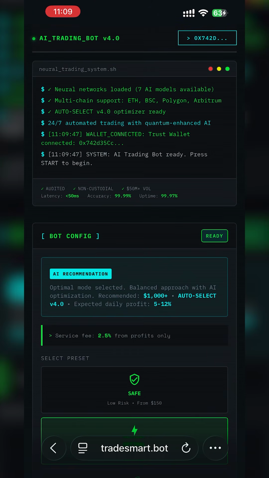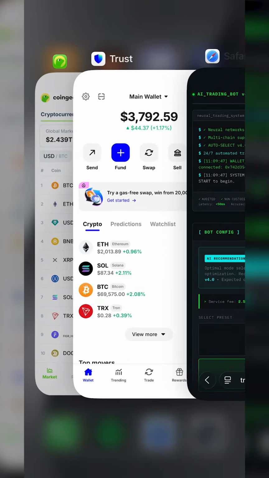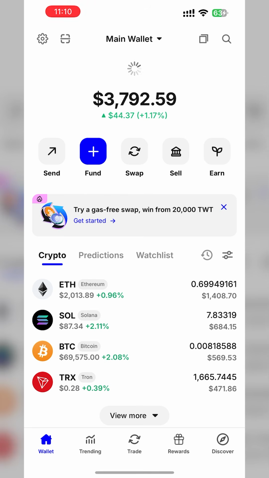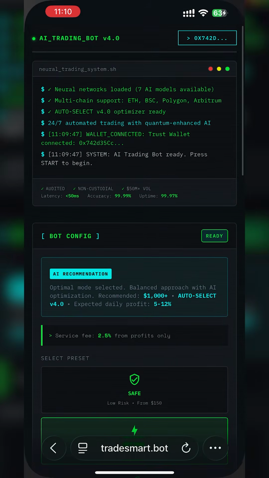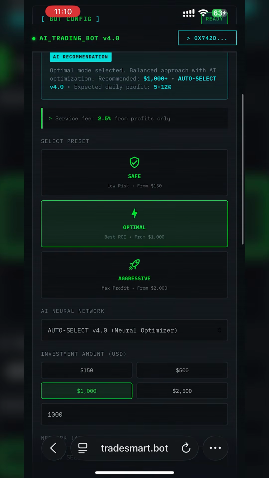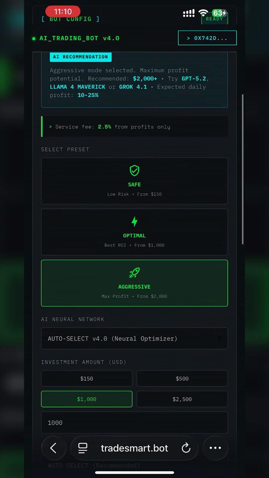So I'm showing you exactly how I use it, because if you've been scammed and you're done trusting anything, I was there too, and this might actually be the real deal. Alright, so first thing I need to do is pick my preset. There's safe, optimal, and aggressive options, and this determines how the bot trades, my risk level, profit targets, and capital requirements. Just pick whatever feels right for you.